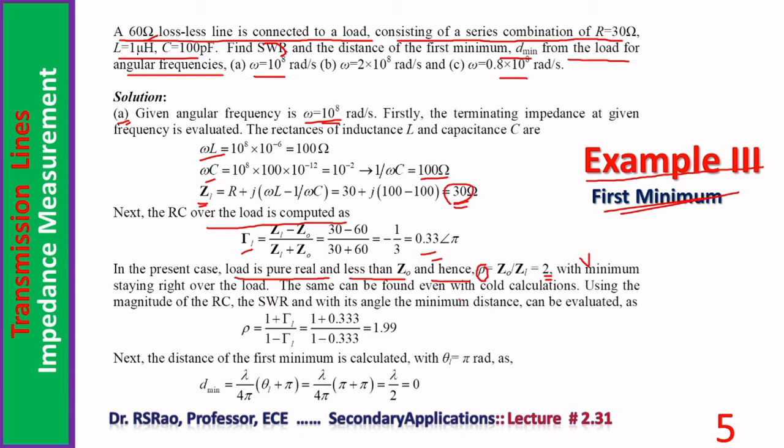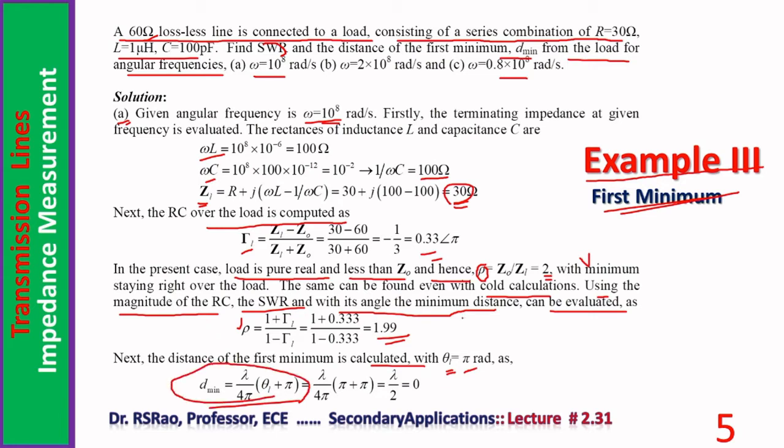The same can be found even with calculations. Using the magnitude of the reflection coefficient, the SWR and its angle, the minimum distance can be found. Rho is 1 plus gamma L by 1 minus gamma L, magnitudes you have to consider. So we have 1.99. Next, the distance of the first minimum can be calculated with theta L equal to pi using this standard relation.